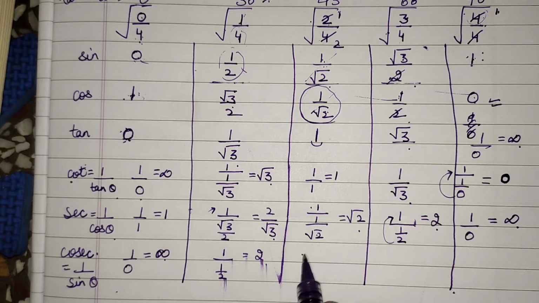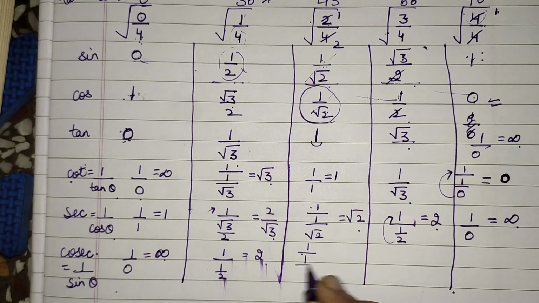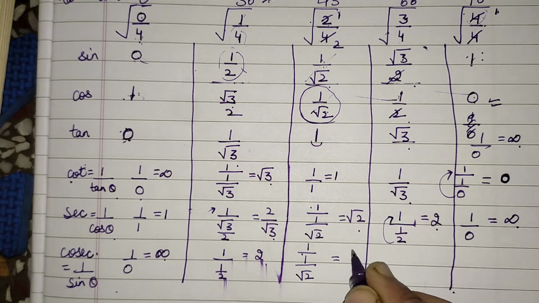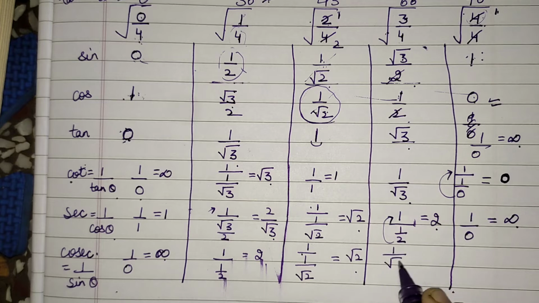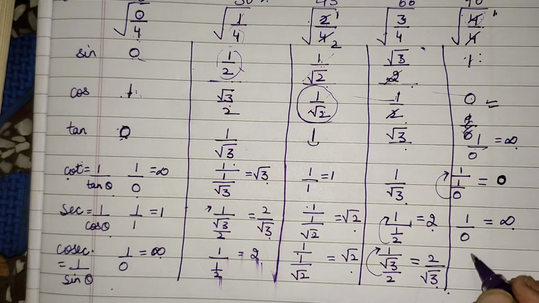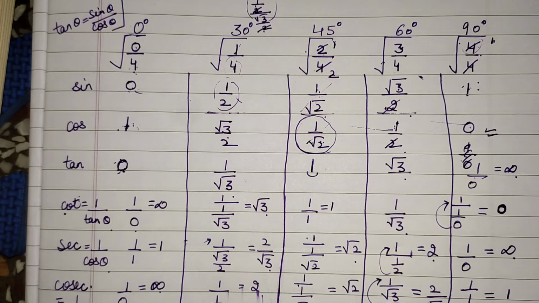So next, 45, cosec 45 is what? 1 by root 2. So 1 upon 1 by root 2 will become equal to root 2. For this, 1 upon root 3 by 2, it will go to this side and become 2 by root 3. Then 1 by 1 will be equal to 1 only. Okay, so this is the first trick. Using this trick you can find out the value of any trigonometric value.